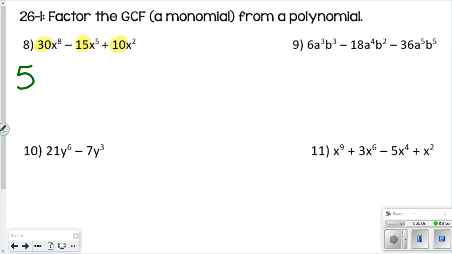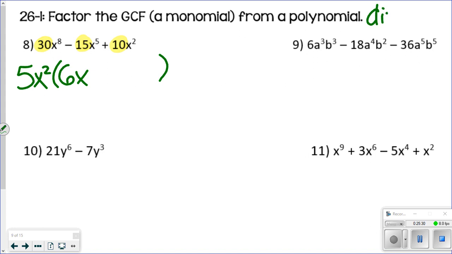And then I have 8 x's, 5 x's, and only 2 x's. So x squared, that's the smallest. They all have it in common or share it. So we're going to divide out our numbers. 30 divided by 5 is 6. I'm going to also divide my x's, but that means I need to subtract.